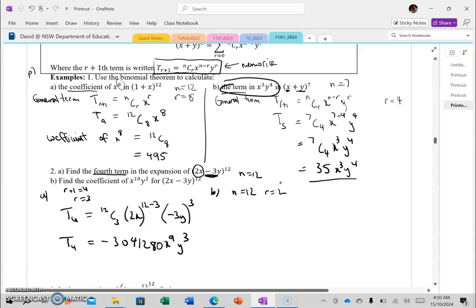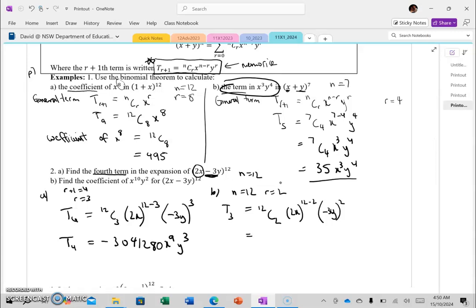So basically, using this formula here for the general term, it's going to be T3 equal to 12C2, the first bit, which is 2x in bracket, 12 minus 2, and then the second bit, which is negative 3y raised to the power of 2. It's a negative raised to an even power, so the answer is going to be positive.